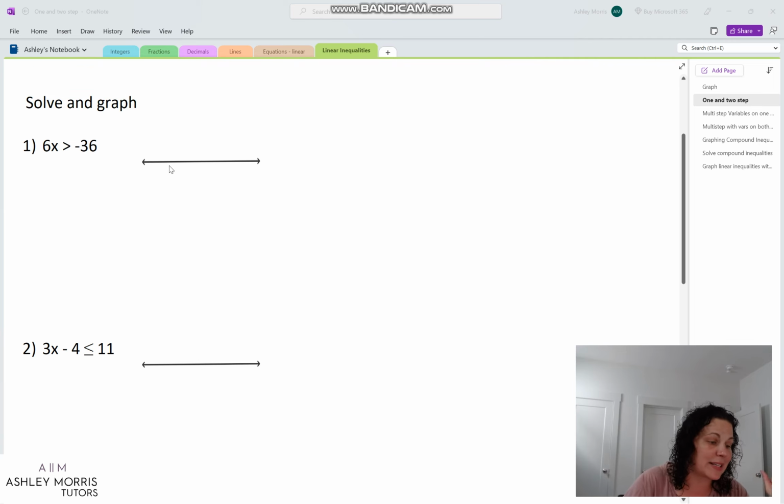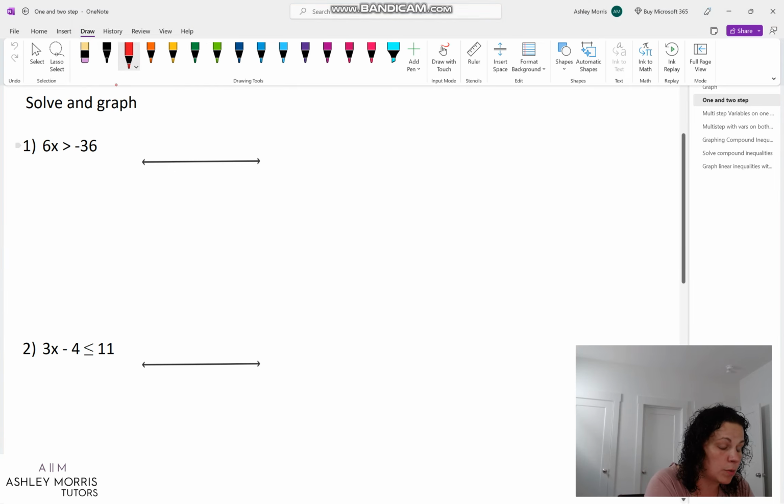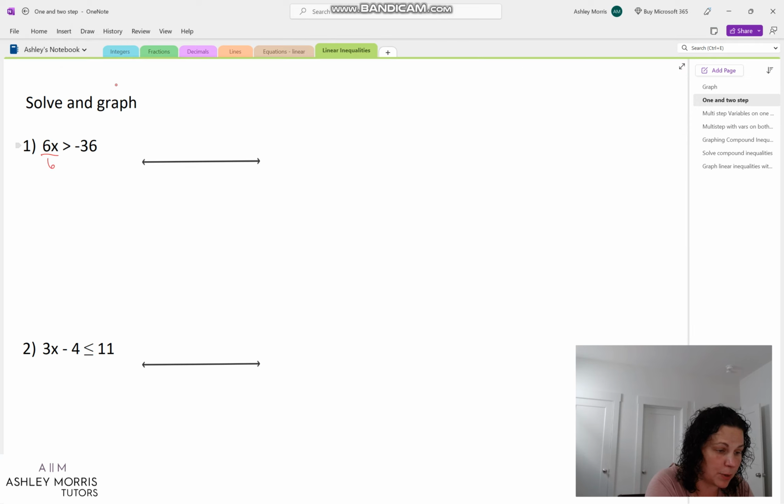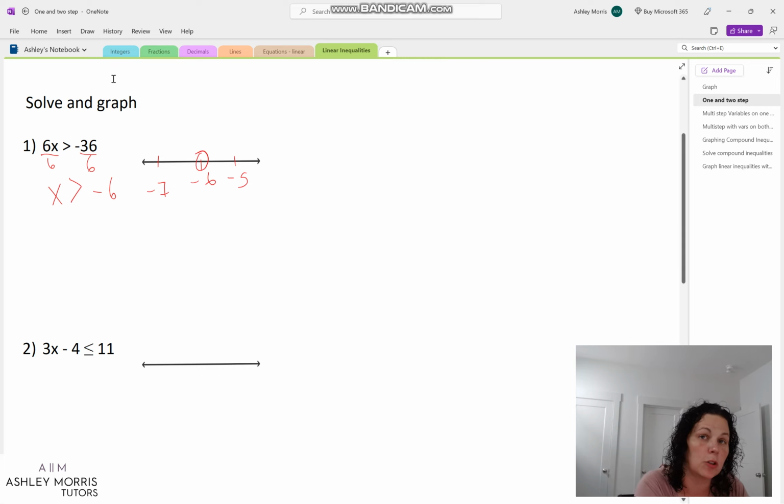So let's look at number 1. 6 times x is greater than negative 36. So to undo multiply 6 times x, we're going to divide both sides by 6. And that gives us a negative 6. I divided by positive 6. I do not flip my sign for this one. It's going to stay greater than. So negative 5, negative 6, negative 7. We're going to do an open circle, and we're going to shade the numbers that are bigger. So we're going to shade to the right. X is greater than negative 6.